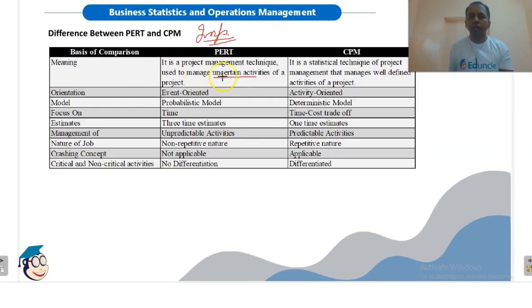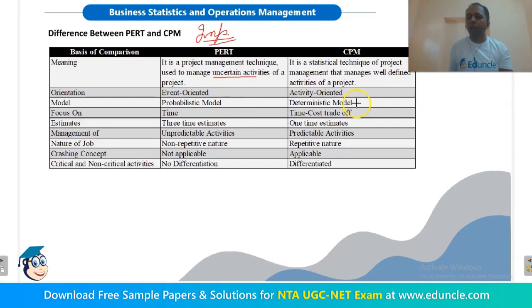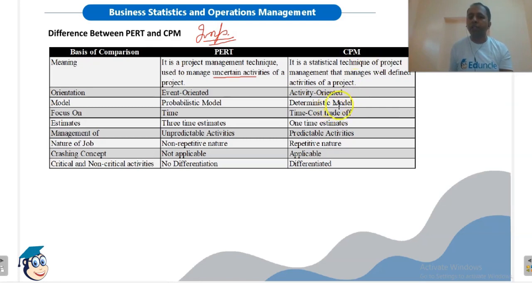So PERT is used in case of uncertain activities, while CPM is a statistical technique of project management that manages well-defined activities of a project. In case of CPM, the activity timings are already known in advance, so it does not deal with uncertain activities. PERT is event oriented while CPM is activity oriented. PERT is a probabilistic model because we use various probabilities of different activities, while CPM is a deterministic model. We have already determined the timing of various activities in advance. So CPM is a deterministic model.